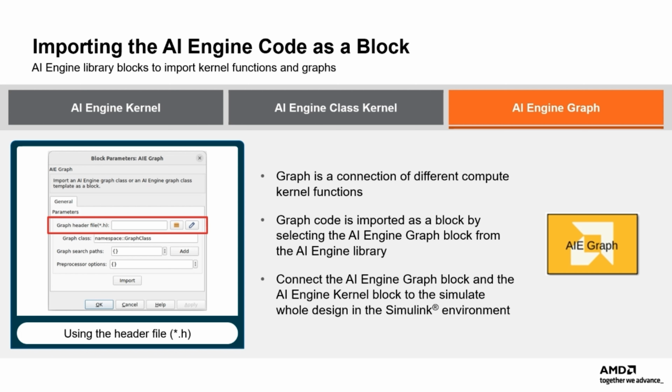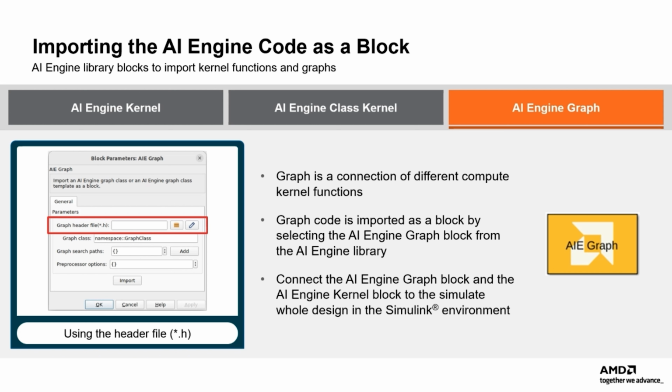The AIE graph block supports importing the AI Engine graph into Model Composer by using the .h header file. To import the graph using the header file, double-click the AIE graph block and specify the graph header file, class, search paths, and preprocessor options. When the GUI parameters are updated, click Import. The tool generates the graph database, and after successful import, the AI Engine graph block gets updated with input and output ports.